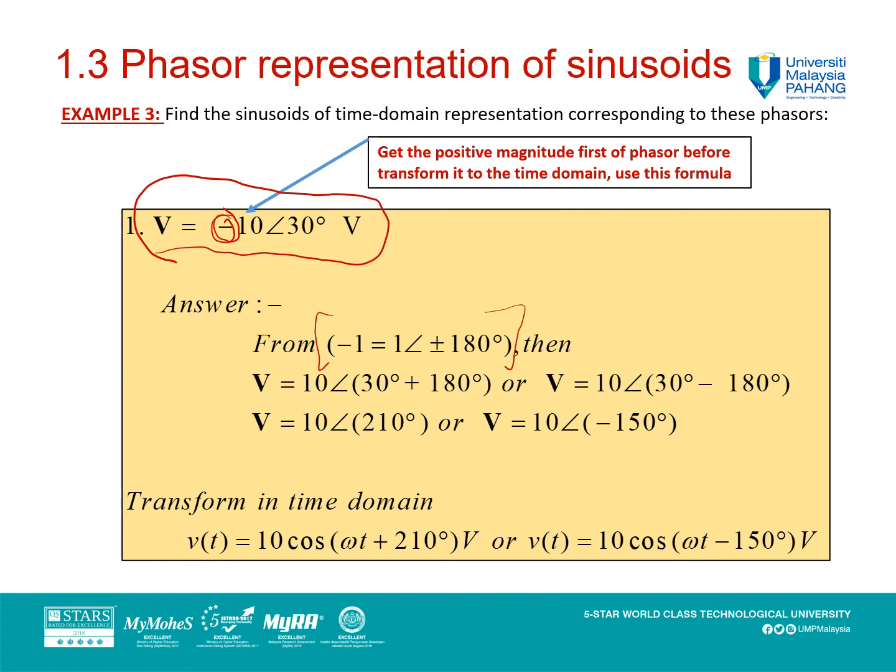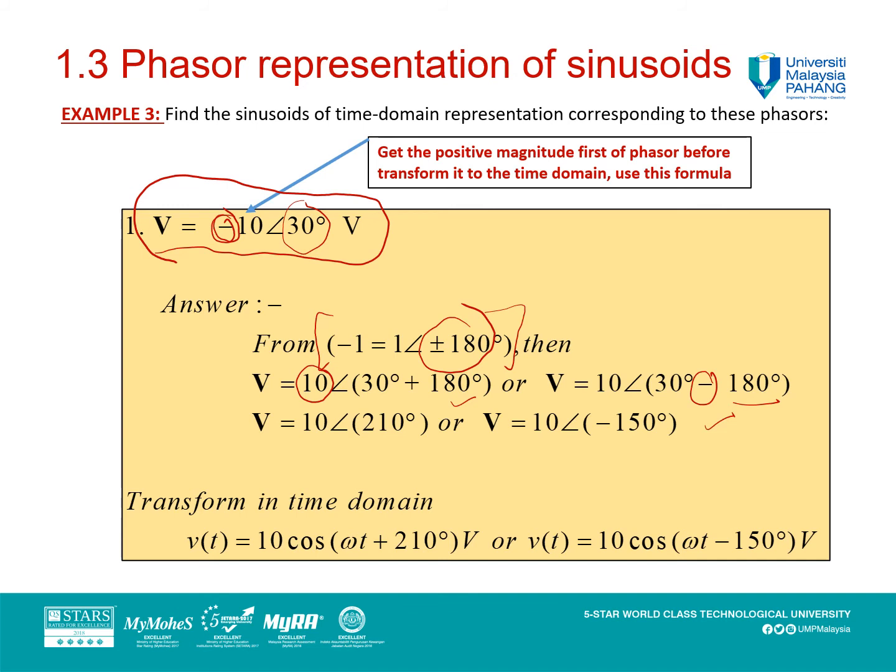When you have the minus 1 here, you can do the transformation by plus or minus the angle, so you can get the positive 10. With 30 degrees as the reference, you plus 180 degrees or you minus 180 degrees. So you can have two answers here: 10 with the angle 210 degrees, or 10 with the angle minus 150 degrees.